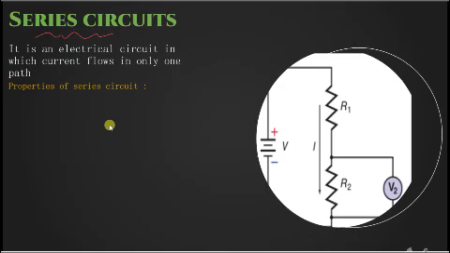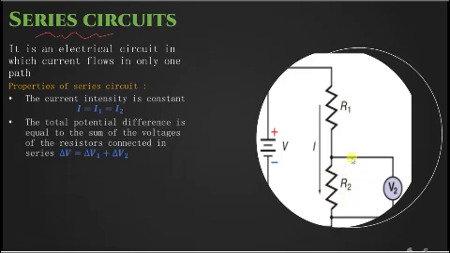But the most important thing we need to know about series circuits is their properties. The first important property is that the current intensity is constant in the whole circuit. So the total current is equal to the current in R1 and equal to the current passing through resistance 2.